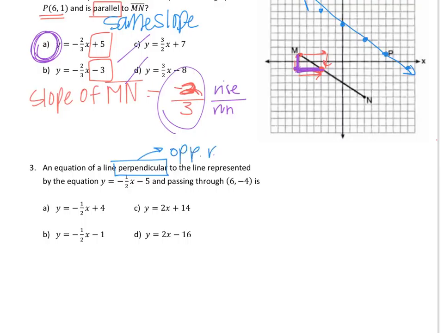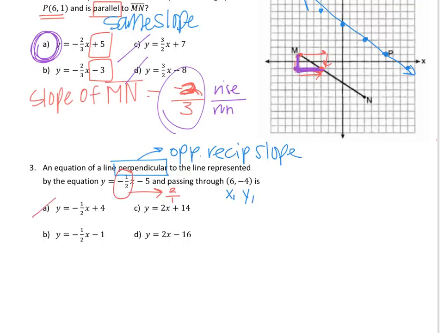We know that they have opposite reciprocal slopes. And if we want to pass through (6, -4), go ahead and label this as x1, y1. So again, first step, get it in y equals, but this one's already in y equals. So the second step is to take this slope and identify the new slope. Perpendicular means opposite reciprocal, which means we have to flip and negate. So -1/2 gets flipped upside down and negated to become 2 over 1.